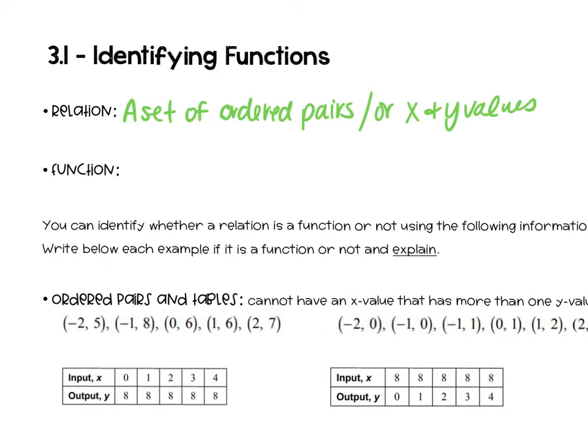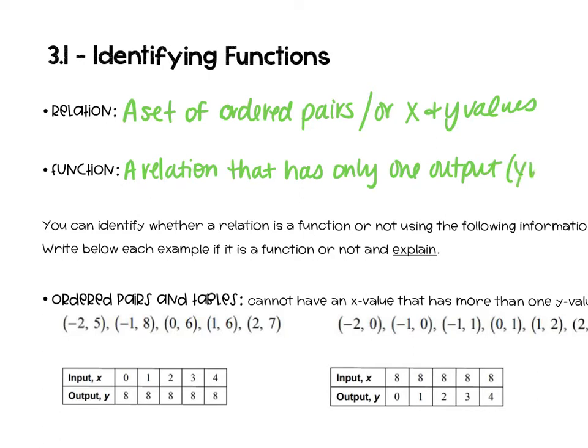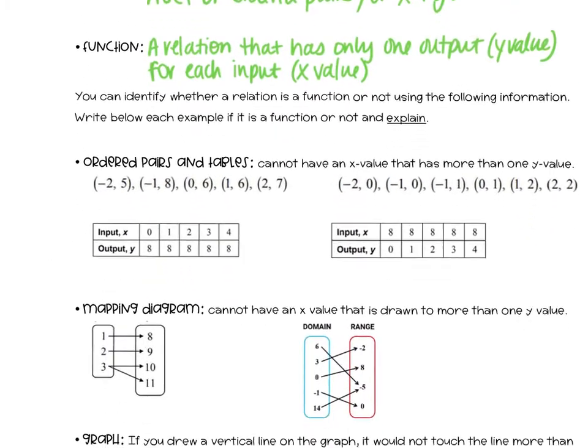And a function is a relation, so ordered pairs, x, y values, that has only one output, which is a y value, for each input, which is an x value. So each x value has only one y, they're not repeated. You can identify whether a relation is a function or not by using the following information here.